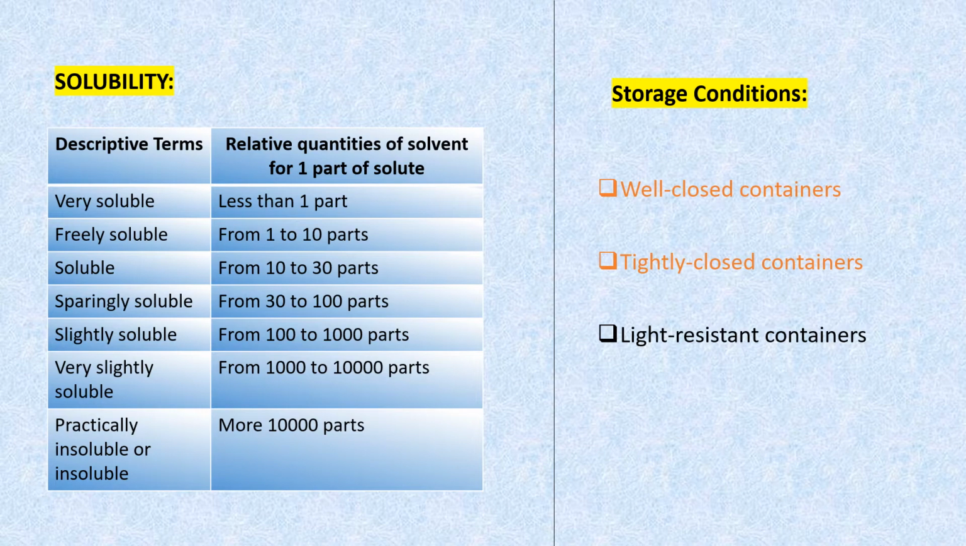And the label is given that is light resistant containers. In a storage condition, if the word is used that is cool place, that means drug is going to affect in a warm condition. At that time you have to store such drugs in a cool place. These are the 4 storage conditions, that is stored in well closed containers, tightly closed containers, light resistant containers and cool place.